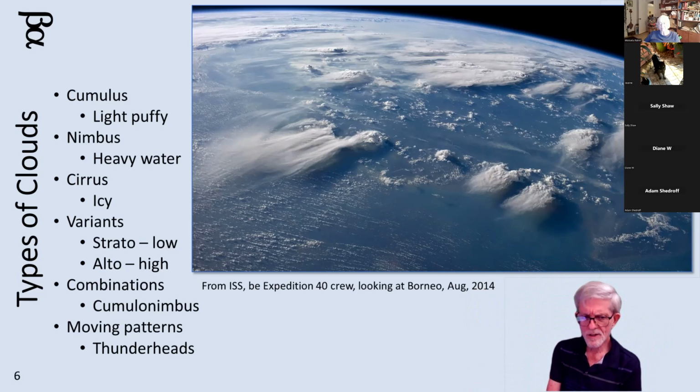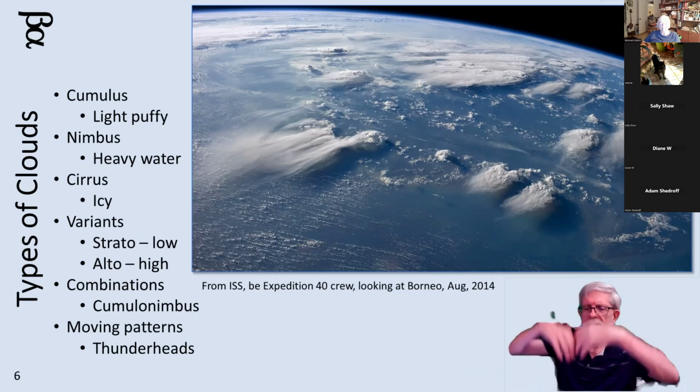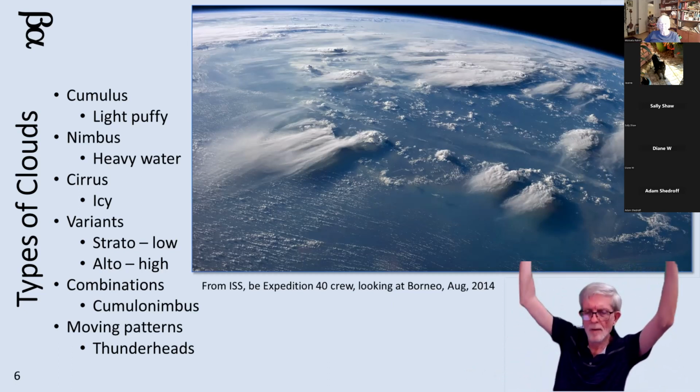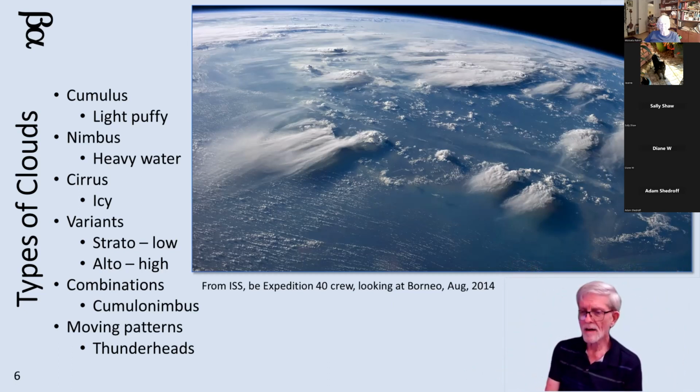And then you have the variants where, okay, if you just had cumulus that hung low, you would have stratocumulus. If you have cumulus that has like a thunderhead effect and it gets up to a very high altitude, those will be altocumulus. So you can have these strato for low and alto for high on the different types of clouds. And then you have combinations of clouds. They're kind of like cumulus, but they seem to have a lot more water than your typical cumulus, and it's descending because of its weight. So they call those cumulonimbus.